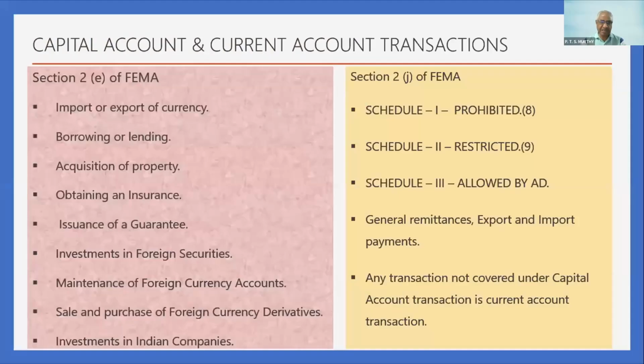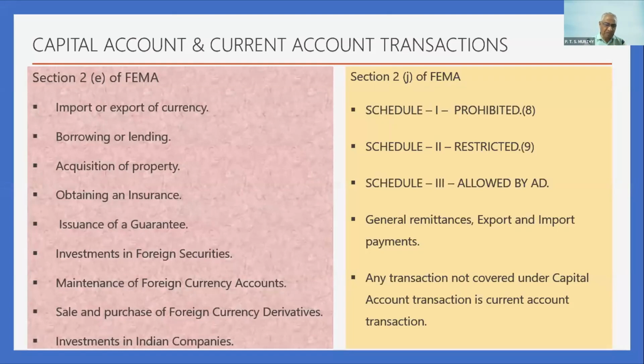Further elaborating, this is how the FEMA guidelines speak about it. The capital account transactions are these. They are self-explanatory, but let us see. Import or export of currency is a capital account transaction. Borrowing or lending, capital account transaction. Acquiring property. Let us suppose a person resident in India wants to buy property in USA or in Dubai or in UK. That is treated as a capital account transaction. Or an NRI wants to buy property in India. It is a capital account transaction.